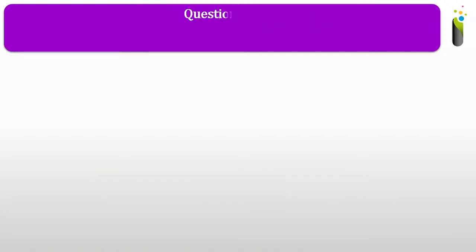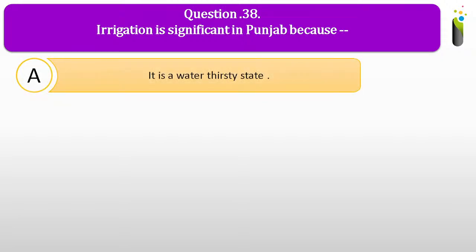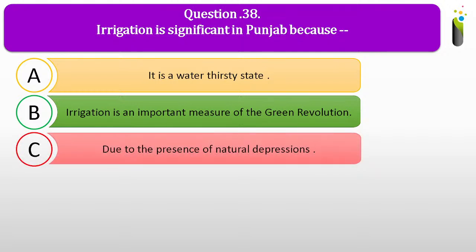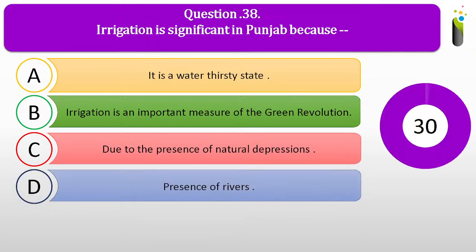Going ahead to question number 38. Irrigation is significant in Punjab because dash. A. It is a water-thirsty state. B. Irrigation is an important feature of the Green Revolution. C. Due to the presence of natural depressions. D. Presence of rivers. And the time starts now.